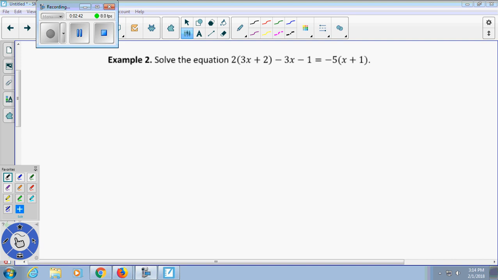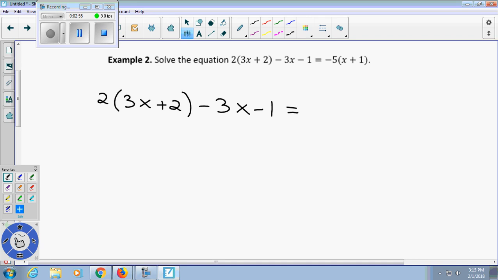So let's see, I'm just going to copy the equation down again. So that is 2 times 3x plus 2. Then that's going to be subtracted by 3x and then minus 1. And we have negative 5x plus 1 after it. Just to make it a little bigger. I think what I'll do is start by simplifying both sides.